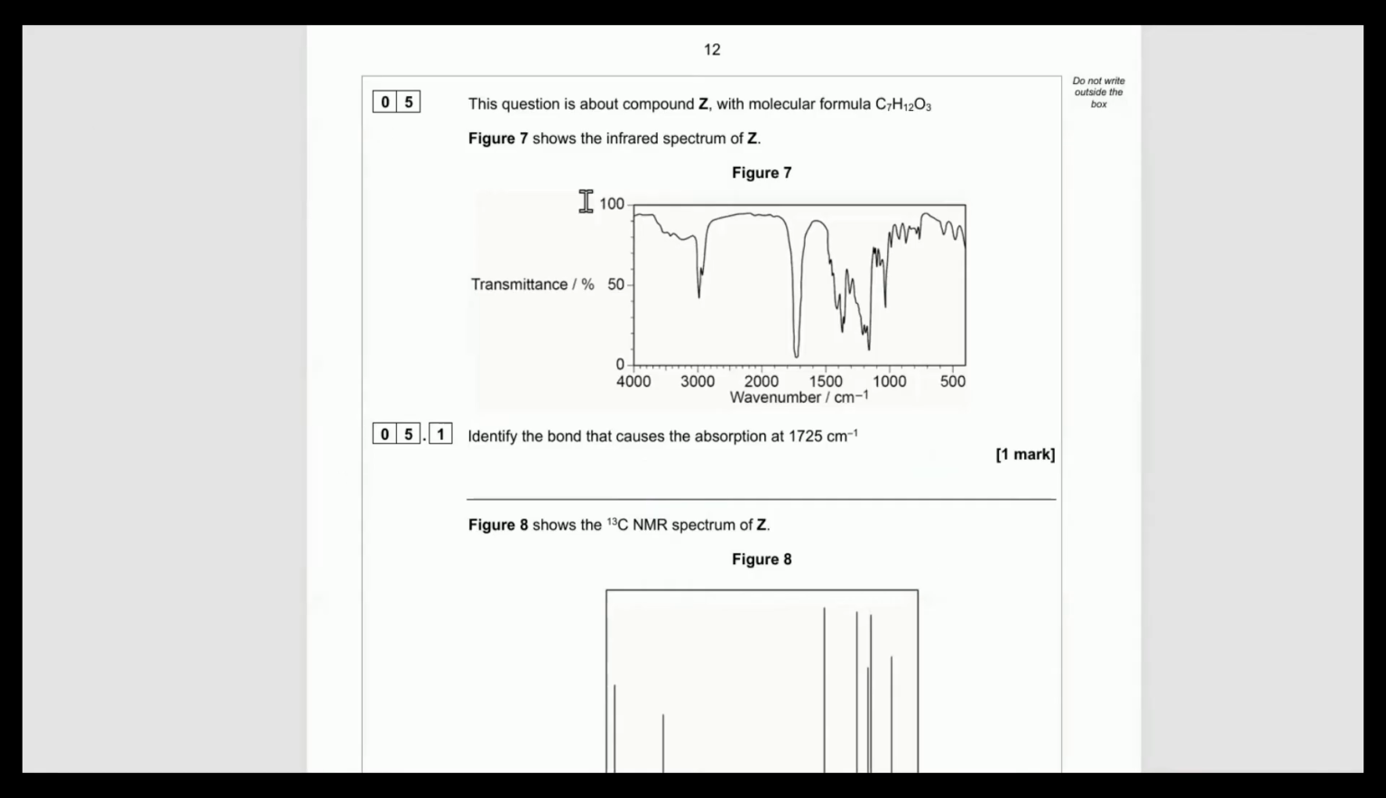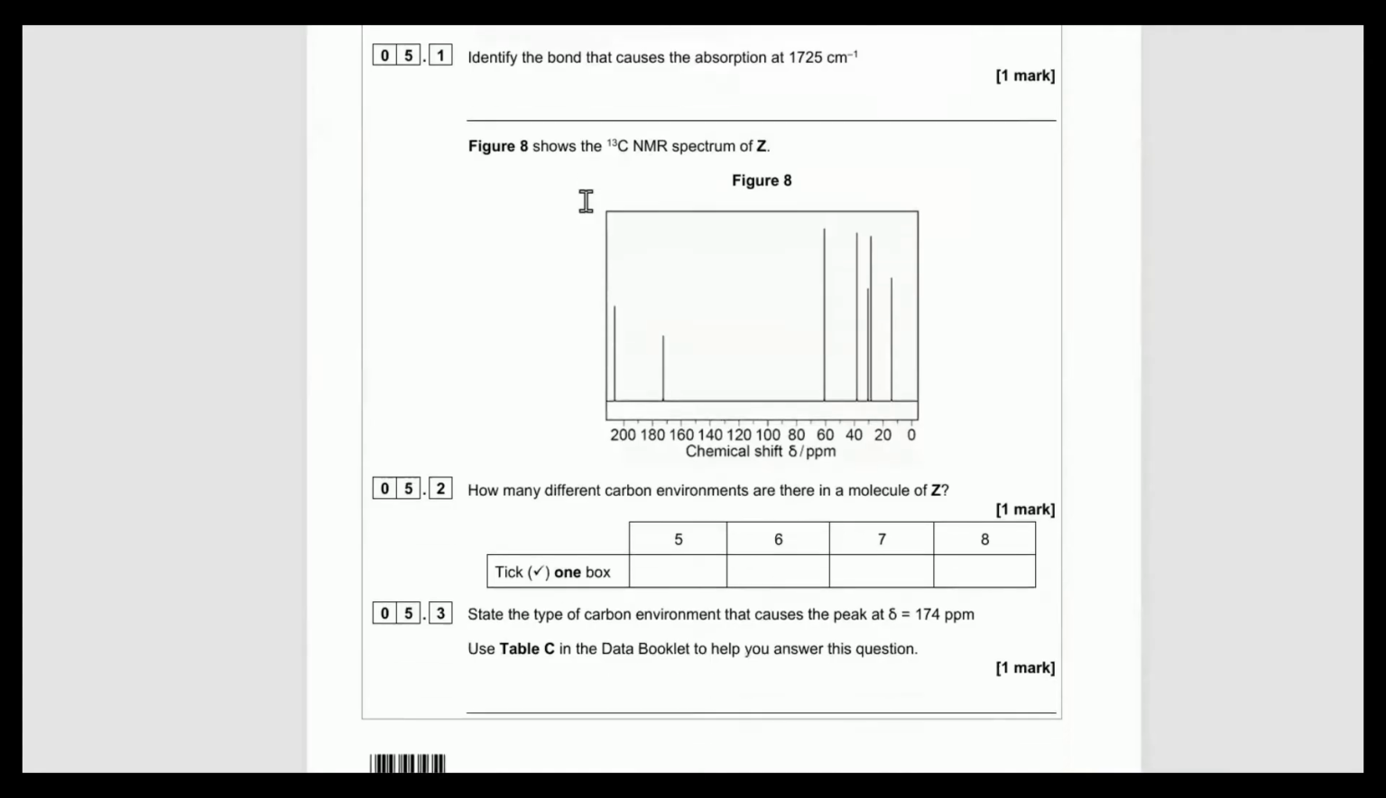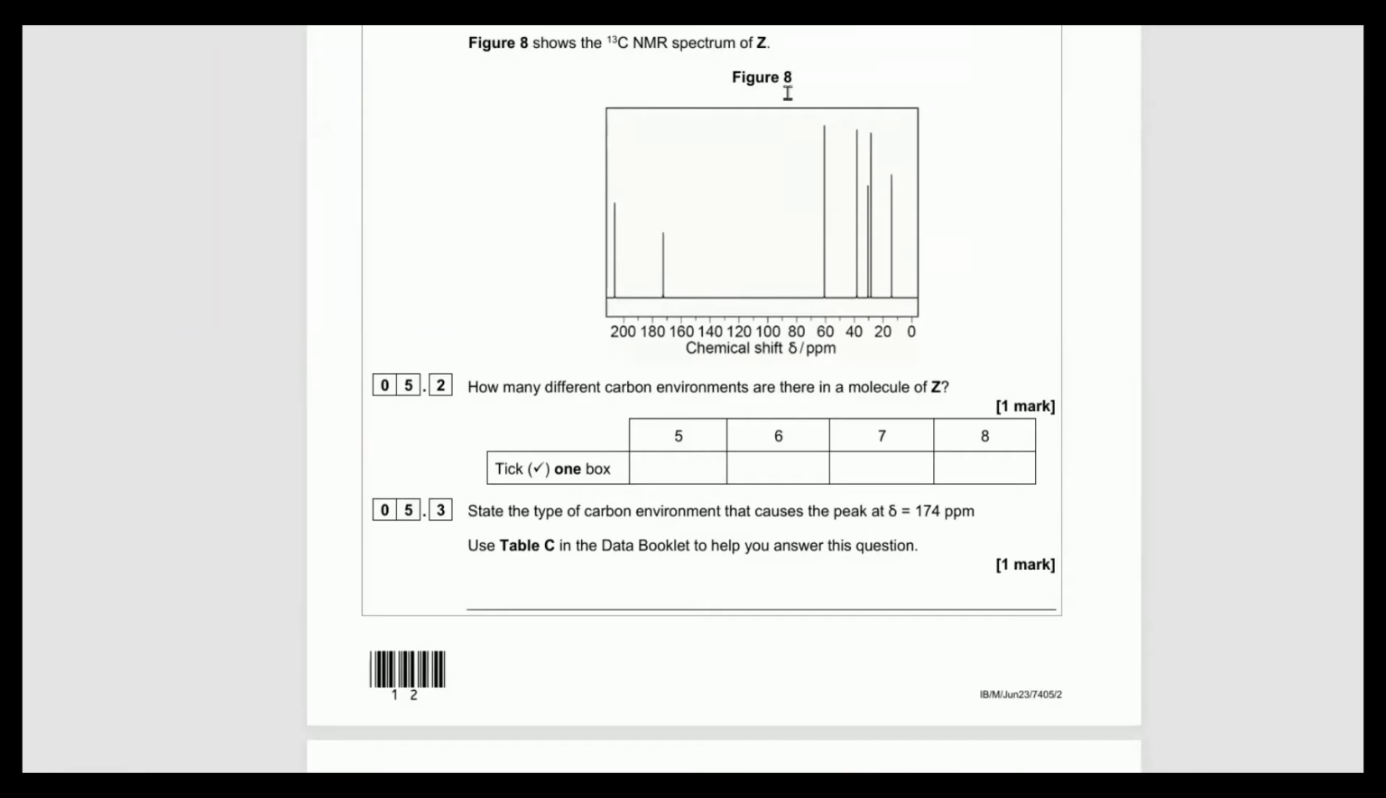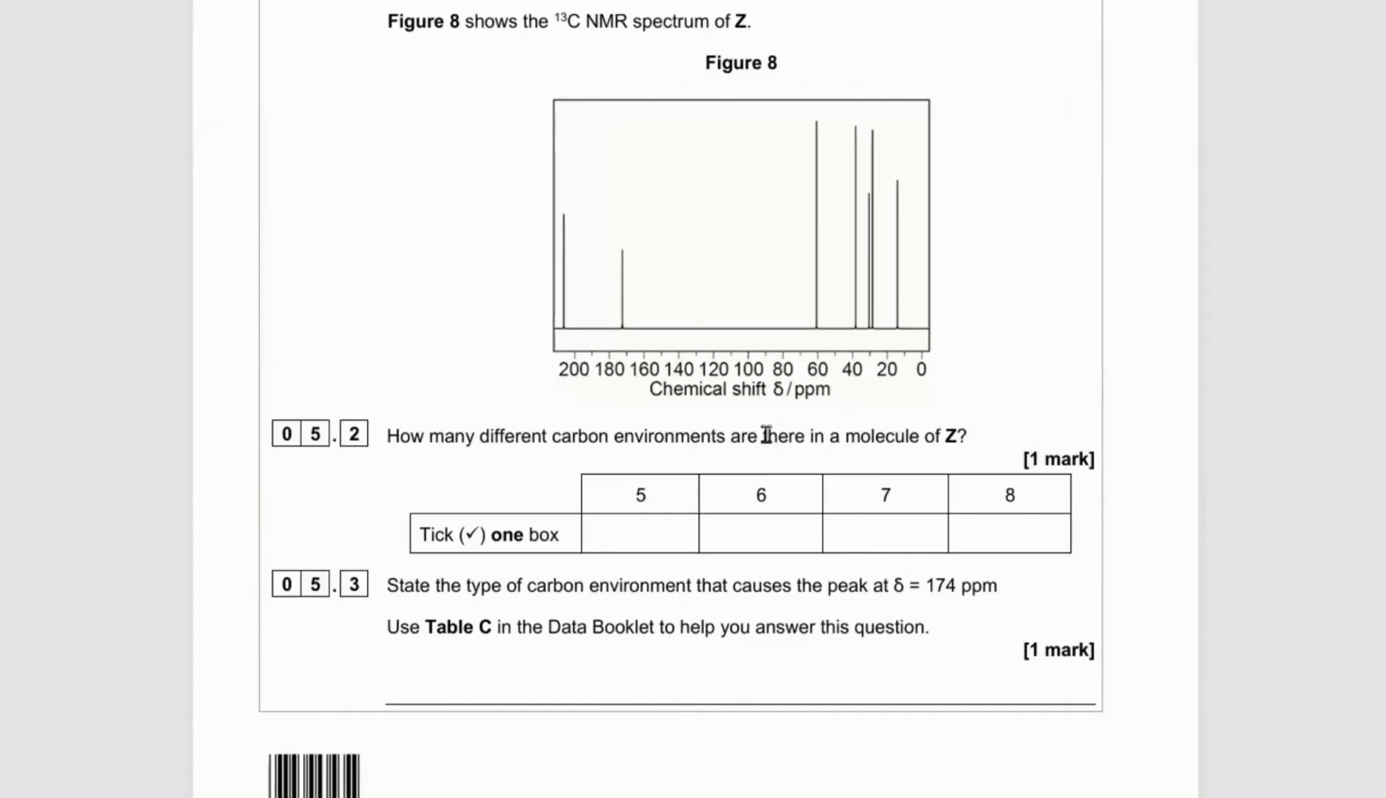All right, let's zing down to the next part of the question. So figure 8 shows the C13 NMR spectrum of Z. Here's figure 8. You can see all these lines here. We've got chemical shift in ppm along the bottom. How many different carbon environments are there in a molecule of Z? So once again, pause, have a go, and I'll explain.